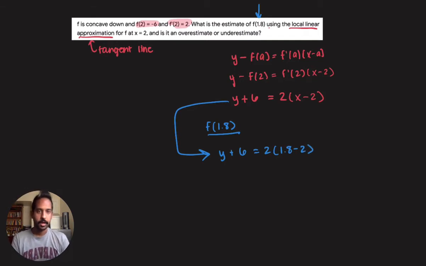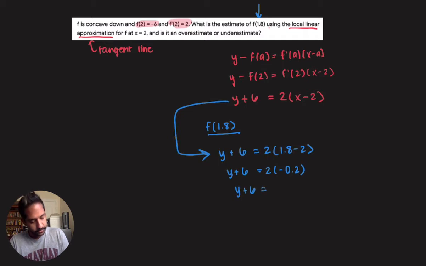Now you'll see here, 1.8 minus 2, that's going to give us -0.2, so y plus 6 equals 2 times -0.2. Y plus 6 equals -0.4, and we subtract 6 from both sides to give us y equals -6.4. So now we have our estimate. We can say that f of 1.8 approximately equals -6.4.